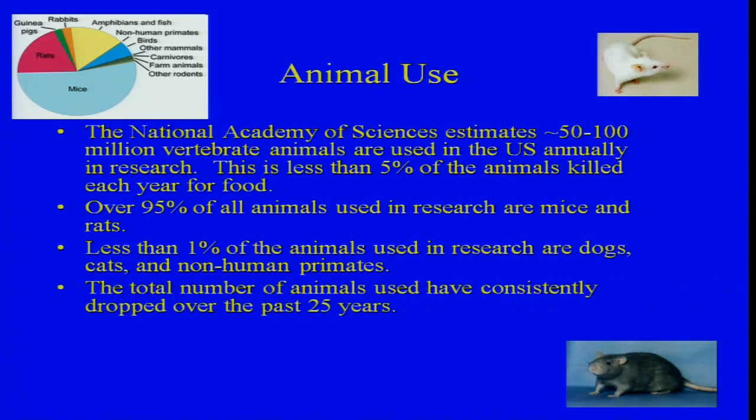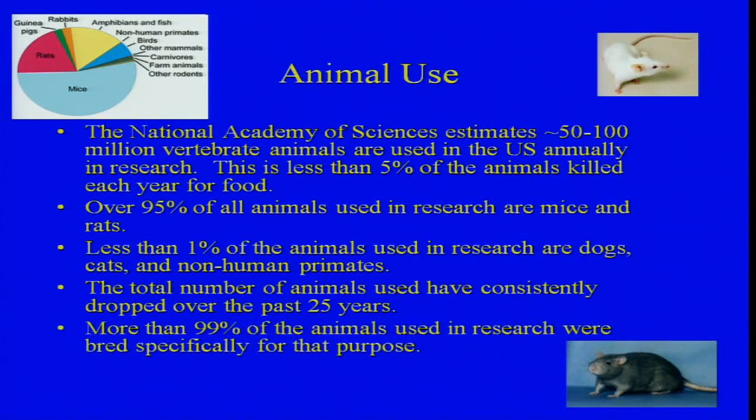The total number of animals used in research has been consistently dropping over the last 25 years, although that's now starting to change a little bit. Again, with the genotyping and the genetic manipulations, we're now creating mouse strains for every single gene, and so you can just imagine how many different mouse strains that's going to take to actually drill down and dissect what each gene does. And about 99% of the animals that we use in research were purpose-bred.